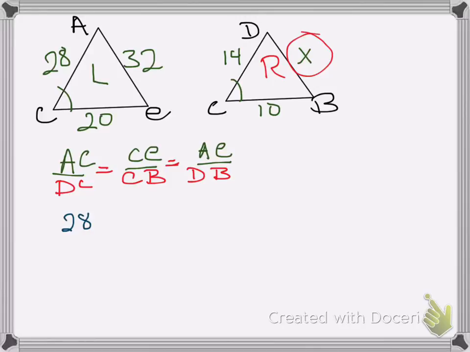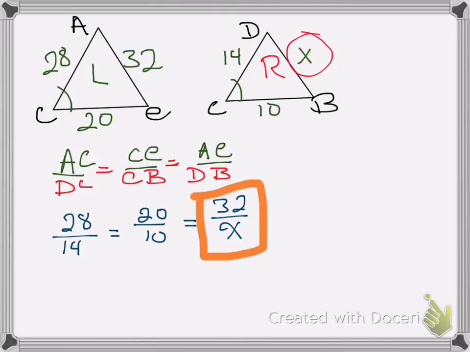AC is 28, DC is 14, equals EC, or CE rather, is 20, CB is 10, AE from my picture is 32, BD, that's X, that's what I'm looking for. I have my proportions. Now it's my job to solve for X. Since I'm solving for X, I'm going to use that ratio, that fraction right there, because it has the X term. As far as the other one goes, it's up to you. I choose this one because why not?